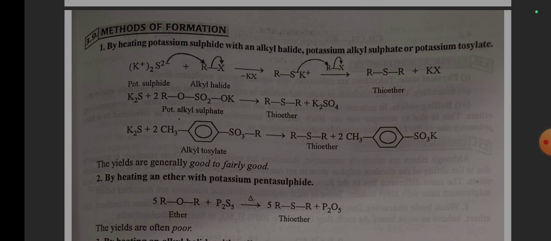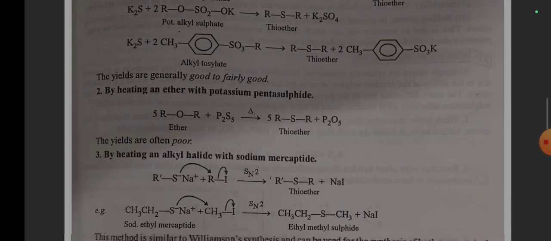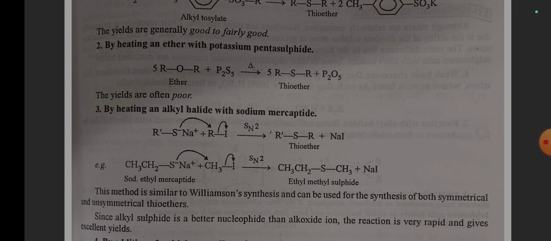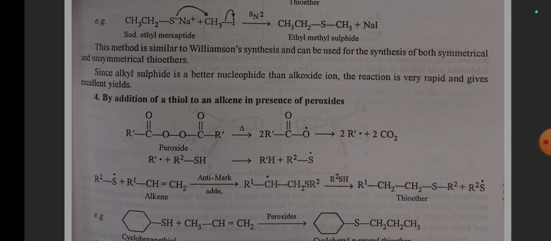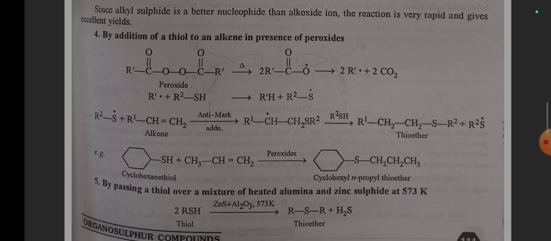Methods of formation. Number 1. By heating potassium sulfide with an alkyl halide, potassium alkyl sulfate or potassium thiosulfate. Number 2. By heating an ether with potassium pentasulfide. Number 3. By heating an alkyl halide with sodium mercaptide. This method is similar to Williamson synthesis and can be used for synthesis of both symmetrical and unsymmetrical thioethers. Since the alkyl sulfide ion is a better nucleophile than the alkoxide ion, the reaction is very rapid and gives excellent yields.